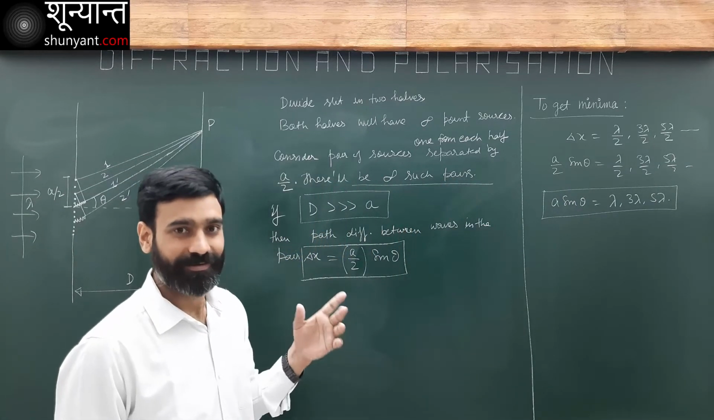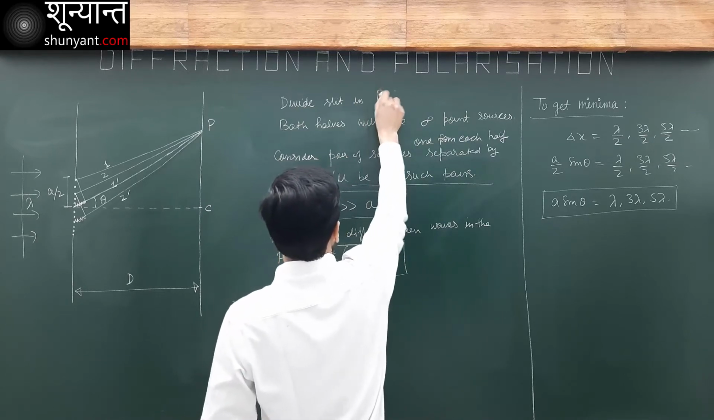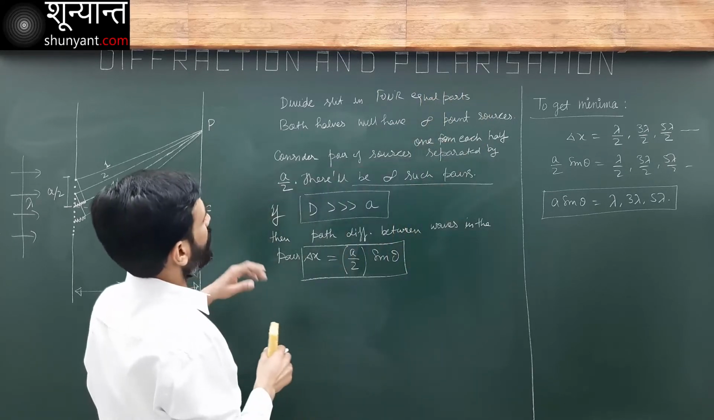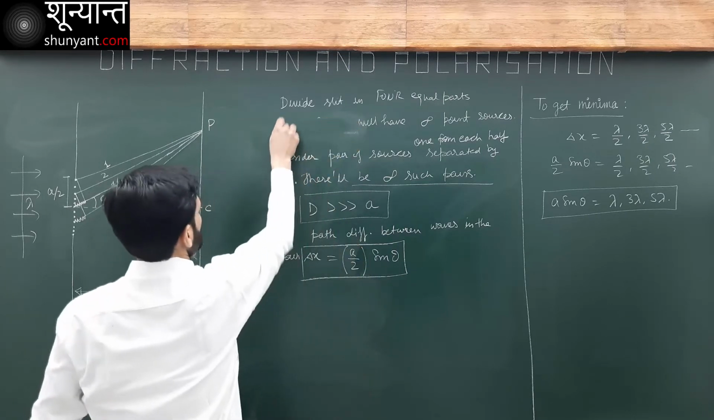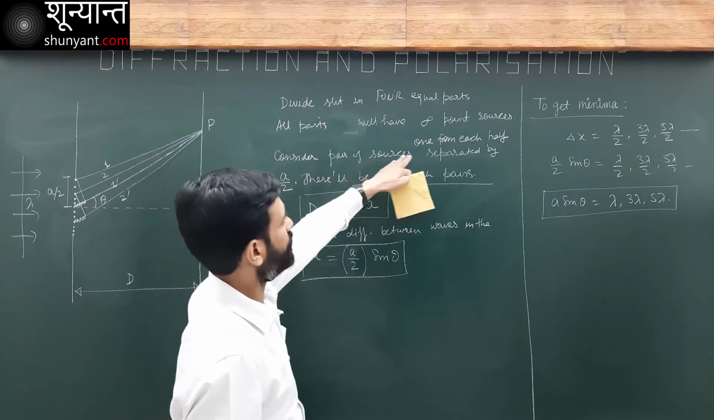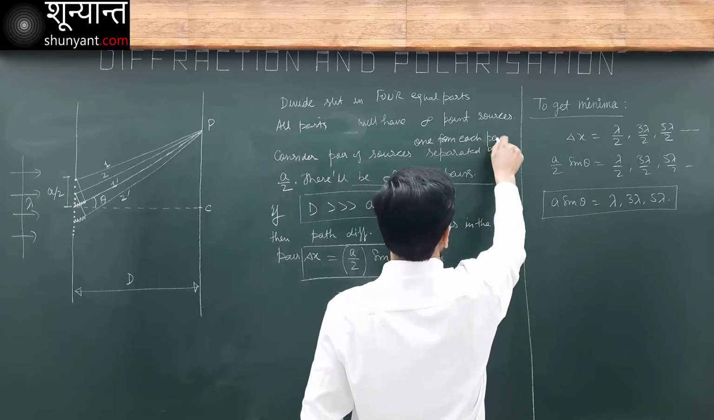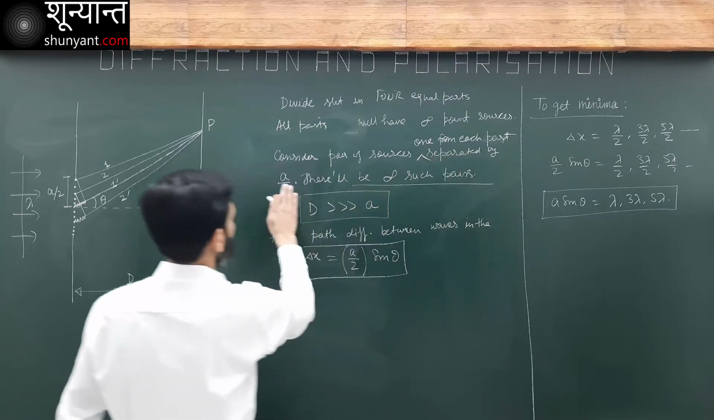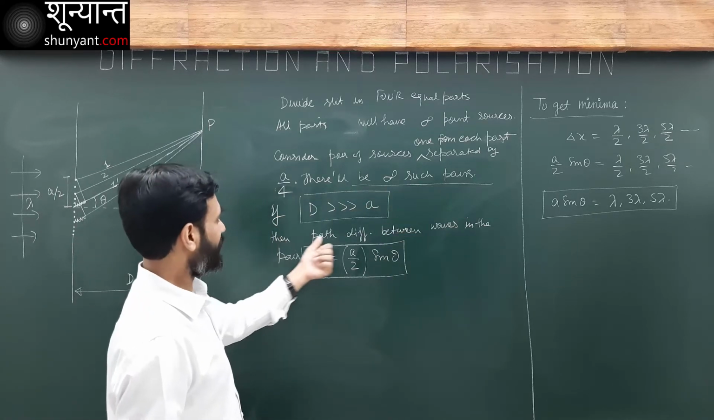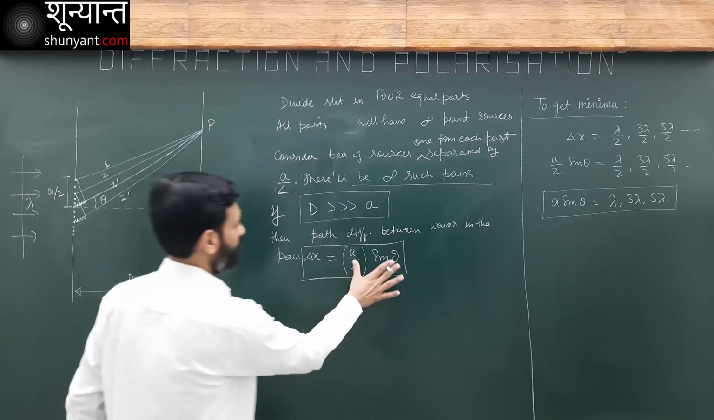Now the next part of this logic: divide the slit in four equal parts. All parts will have infinite point sources. Consider a pair of sources, one from each part, separated by a by 4. There will be infinite such pairs, exactly the same thing. Then what will be the path difference between waves in the pair? Now I am dividing it into 4 parts, so this will be equal to a by 4.